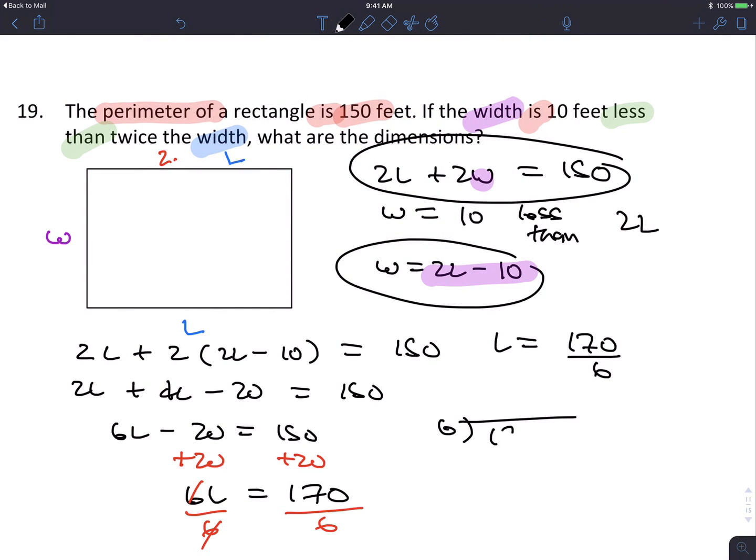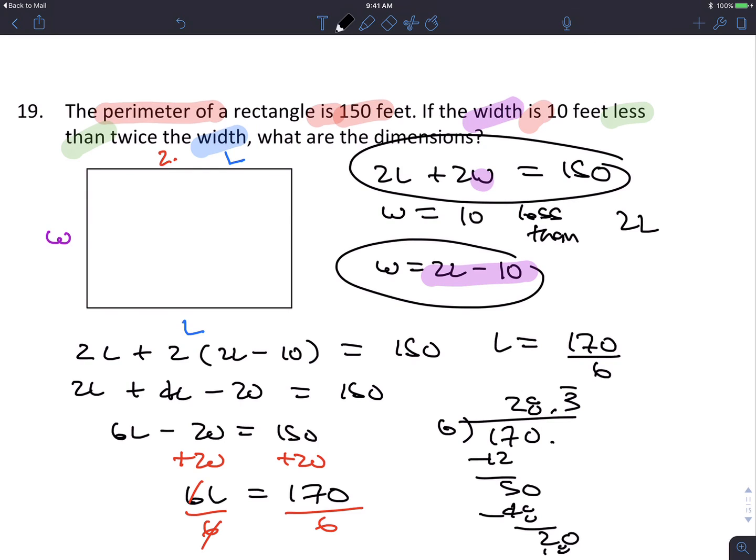Six goes into 170. Let's see what happens here. Not 3, but 2. It's 12 and 5. Bring down the 0. 6 times 8 is 48. 8, subtract, got 2. Bring down the 0. And that's a 3. That's 18. Another 2. So again, it's 28.3.